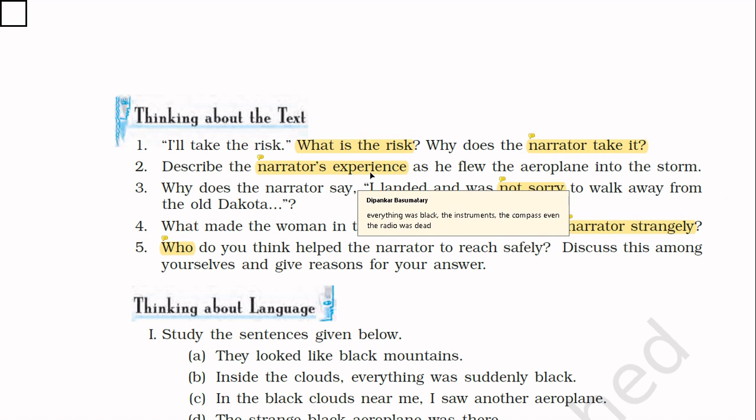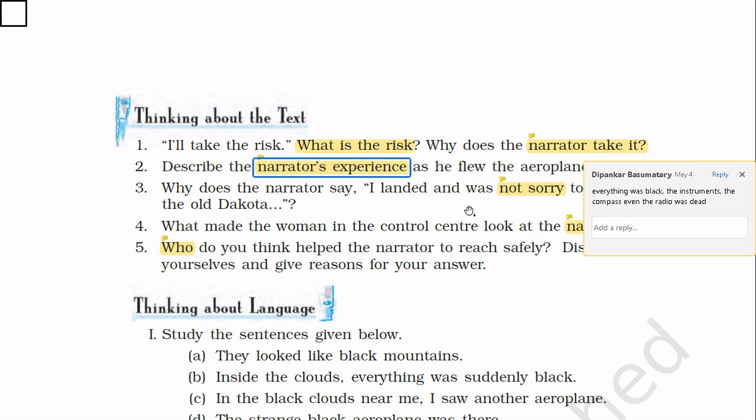Describe the narrator's experience as he flew the aeroplane into the storm. So what happened to him when he flew into the storm? Everything was black, the instruments, the compass, even the radio was dead.